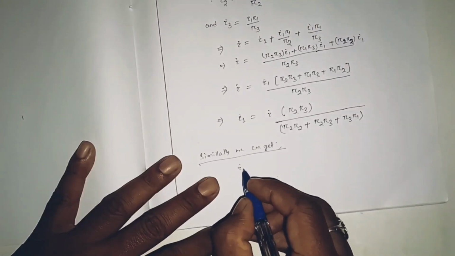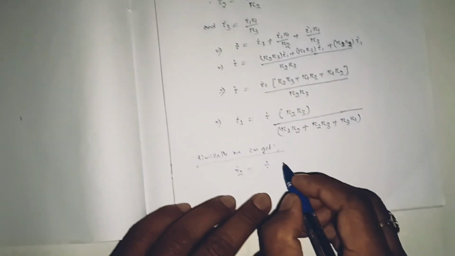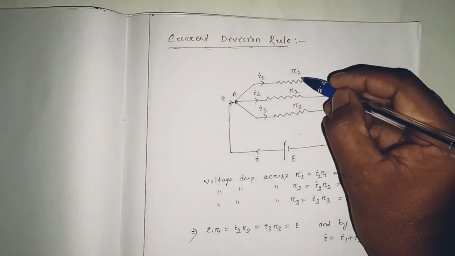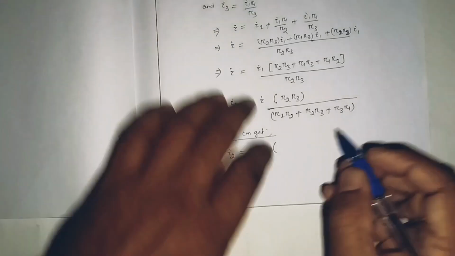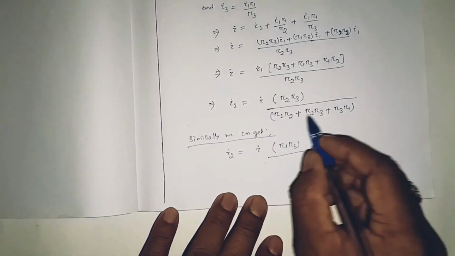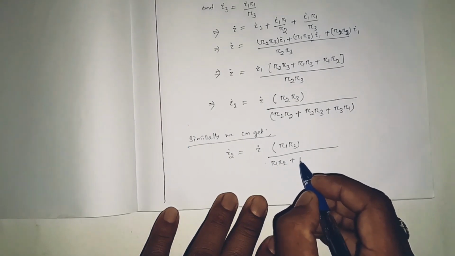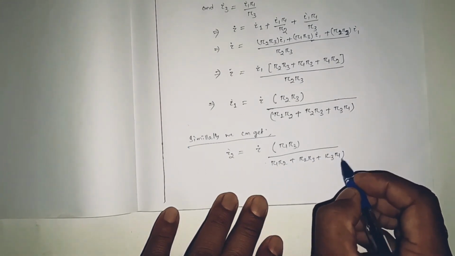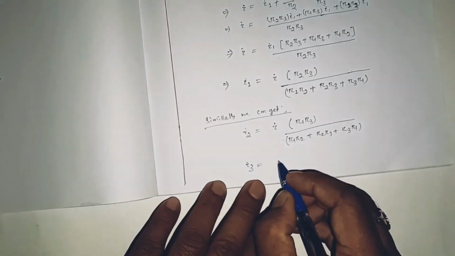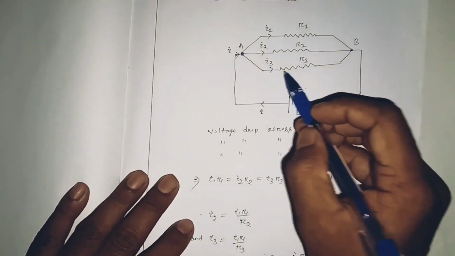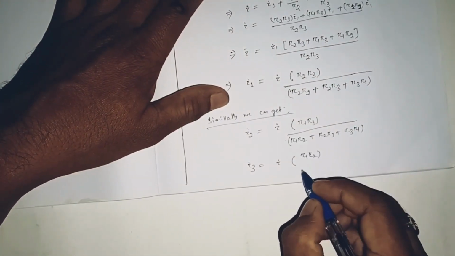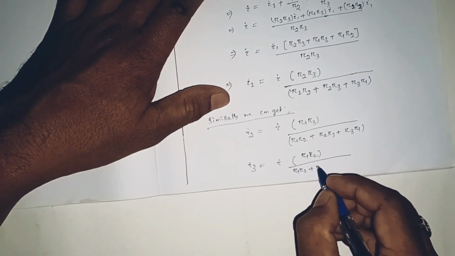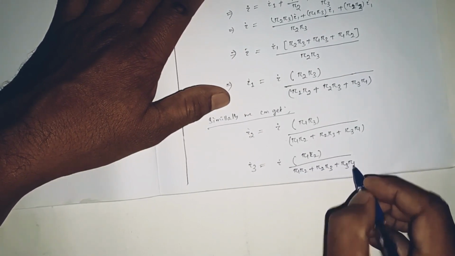Similarly we can get I2 will be equal to net current I into, we have to consider the other two branches, that means R1 R3. For I1 we consider R2 R3, for I2 we consider R1 and R3, R1 R3 whole divided by these three terms, R1 R2 plus R2 R3 plus R3 R1. And I3 similarly, we consider R1 R2, R1 R2 whole divided by R1 R2 plus R2 R3 plus R3 R1.